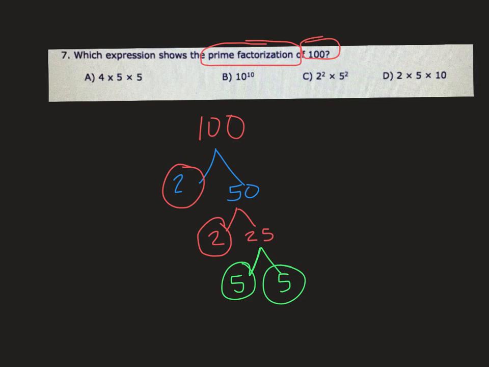So let me write this out in prime factor form. I have a 2 and a 2, so I have 2 to the power of 2. Then I have a 5 and a 5, so I have 2 5s. So I have 5 to the power of 2, and then I can multiply it. That's going to get me answer choice C.